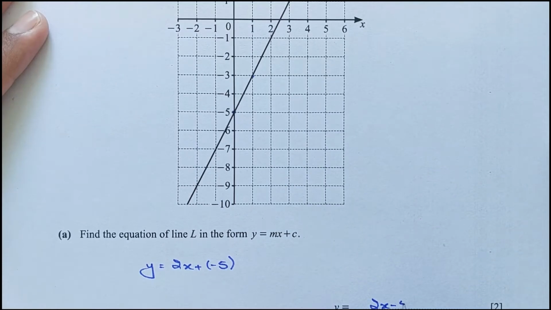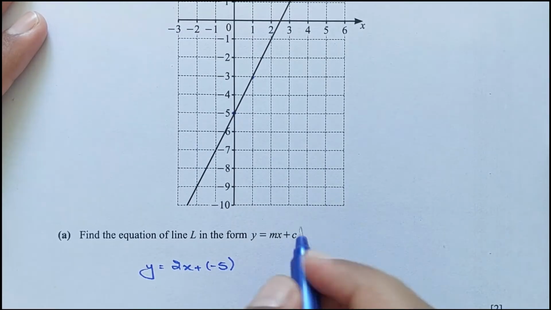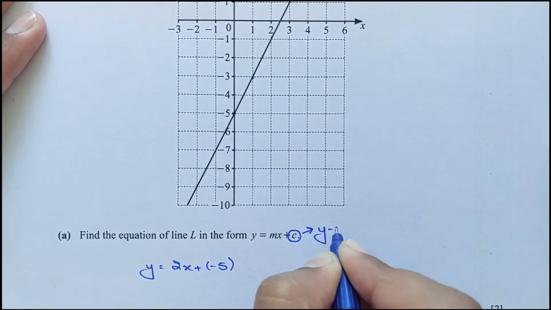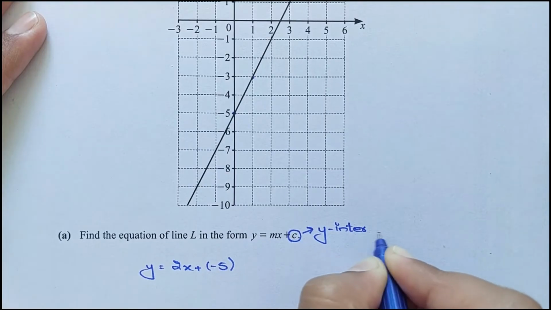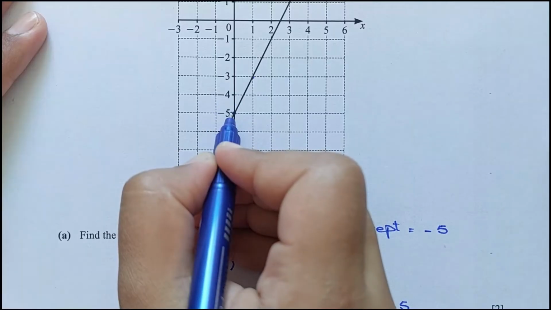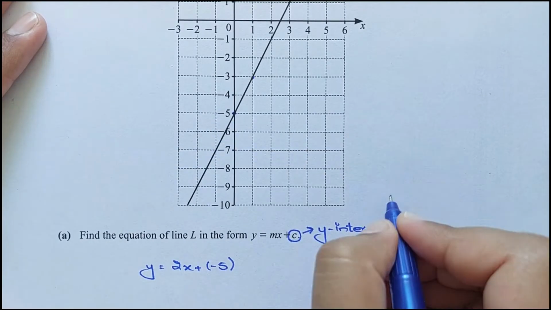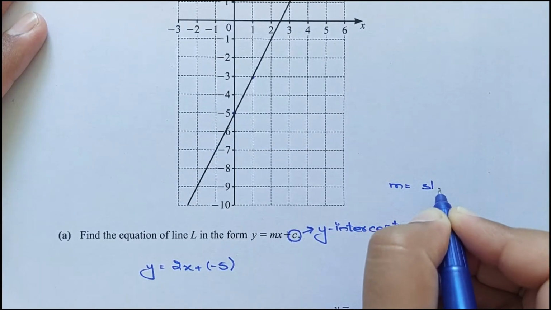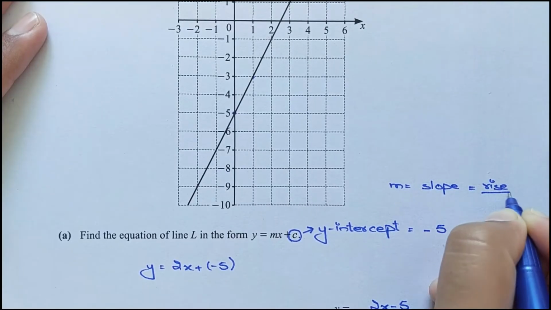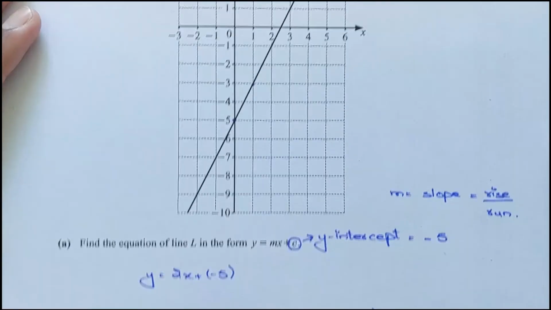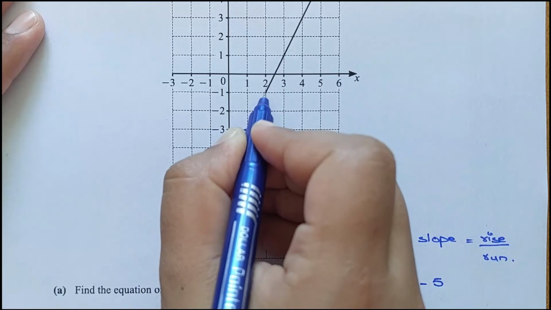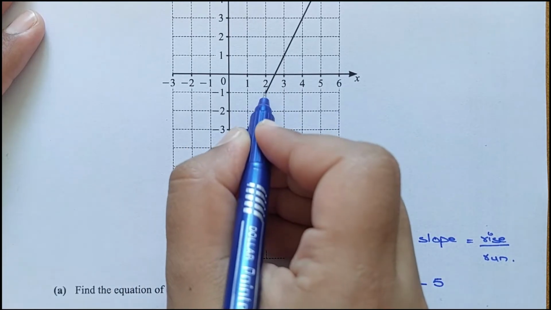2x minus 5. Let me explain one more time. C is my y-intercept and the y-intercept is -3. Sorry, not -3, it's -5. You can see the y-intercept is -5 and m is the slope. And the slope formula is rise over run. So from the y-intercept we can fix this point. You can fix this point as well. So let me fix this point.